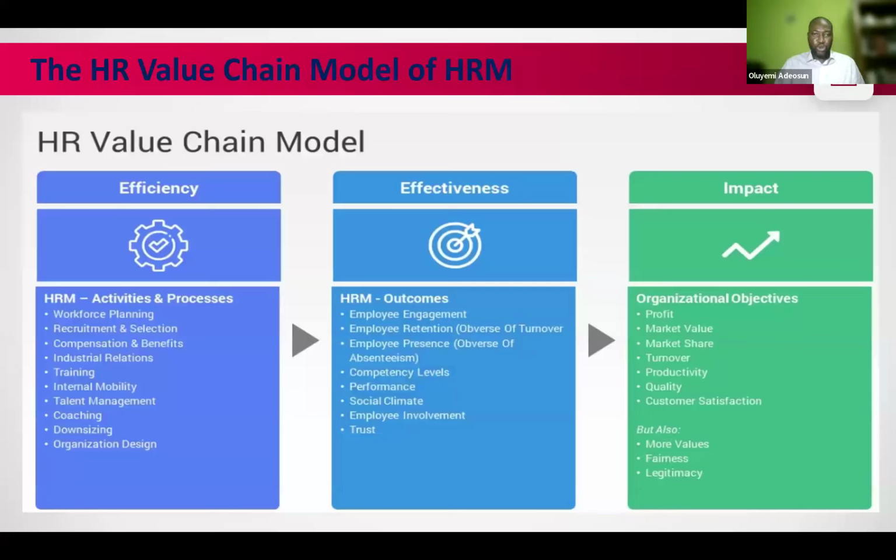We have trust. So I'm sure for one or two people on this call tonight or who is watching this YouTube video, this may be the first time that you are consciously looking at HR activities and programs from an efficiency and effectiveness perspective. This is one of the values models bring to the table. Okay, look at the things under activities which are under efficiency: workforce planning, recruitment, comp, industrial, training, mobility, talent, coaching, downsizing, organizational design. They are all beautiful, but they are all what? Efficiency. Look at how you now get it from an effectiveness perspective. Then these two components combined will deliver what? Impact. What are these impacts?